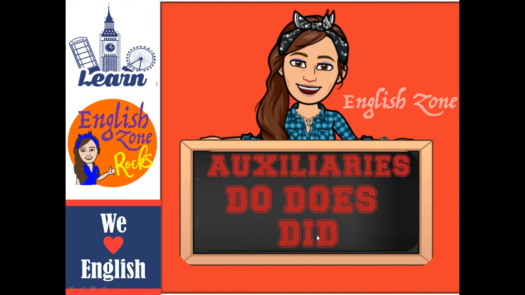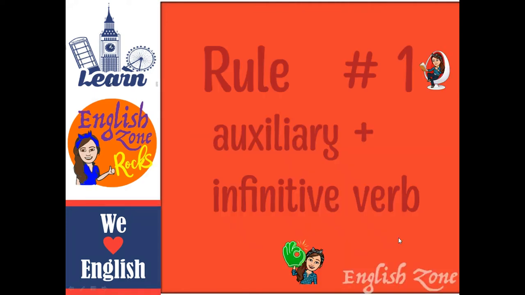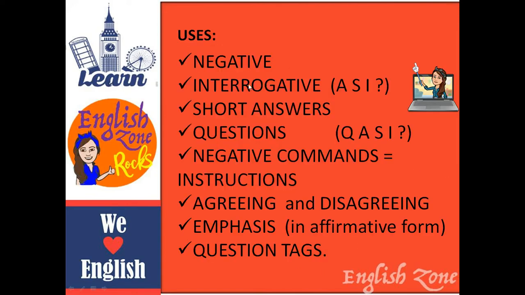As you know, there are three: two in the present, do and does, and one in the simple past. Whenever you use an auxiliary, remember that the formula is to have the verb in the infinitive form. This is very important. The uses: negative, interrogative, short answers, questions, negative commands or instructions, agreeing and disagreeing, emphasis in affirmative form, and question tags.